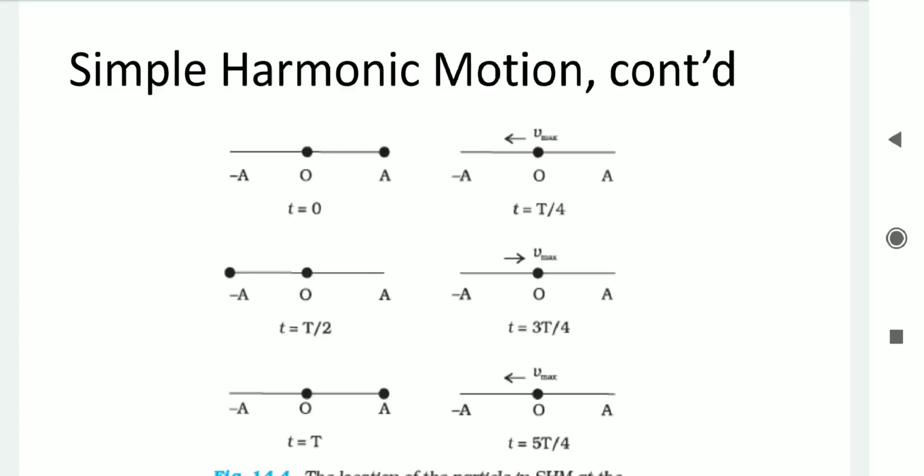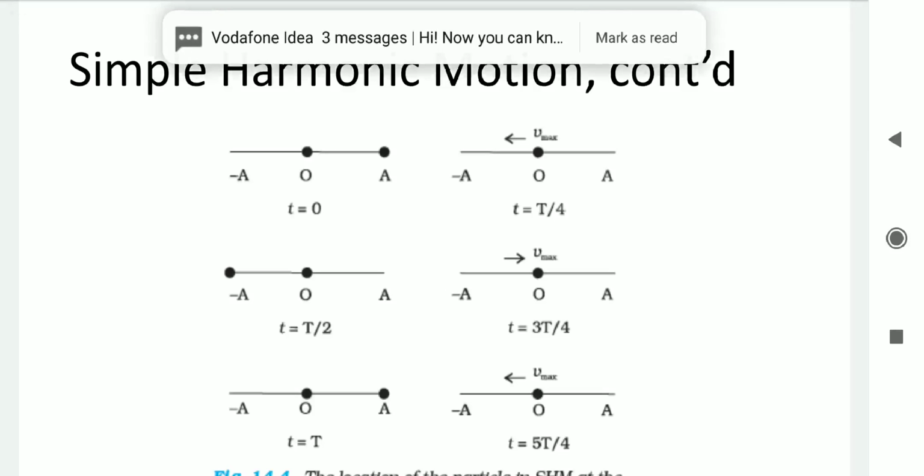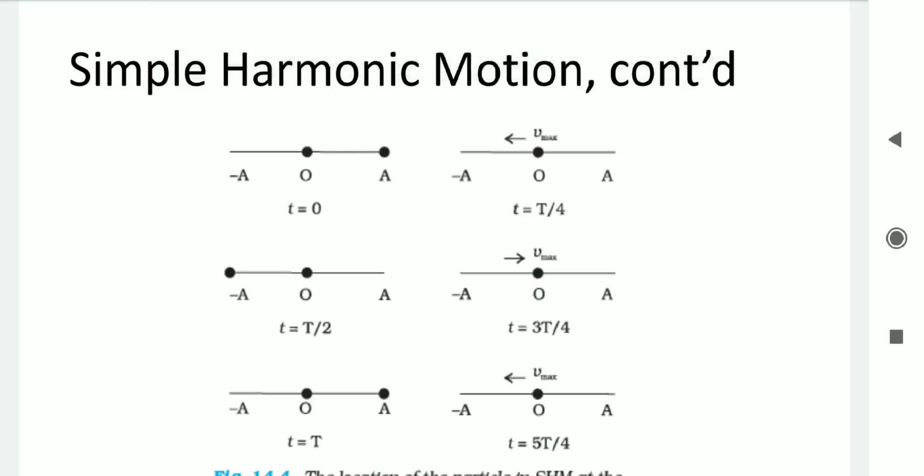Now from that A position, the object is moving back towards its mean position. So here the complete variation has been defined within a time duration T. That time duration, capital T, is known as the time period. And the amount of displacement is A.